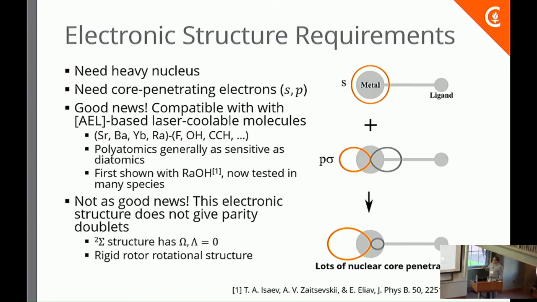There's one thing for which this recipe, just as shown, is maybe not as good news, and that is that this electronic structure does not give you parity doublets. So these all have, at least for this recipe, a doublet sigma structure. There's no omega, there's no lambda, there's no doublets like that. It's just a rigid rotor rotational structure.